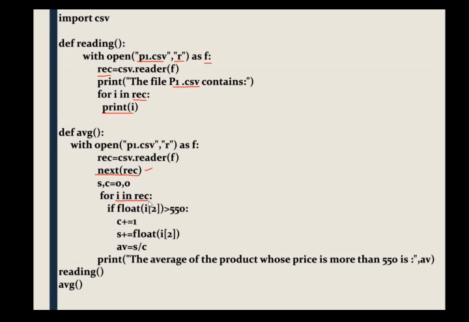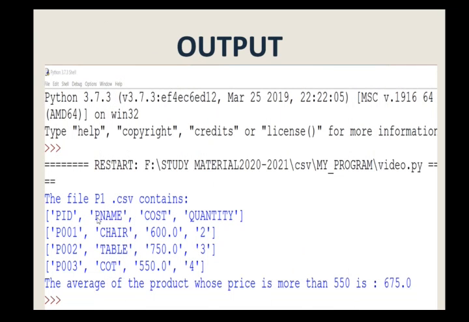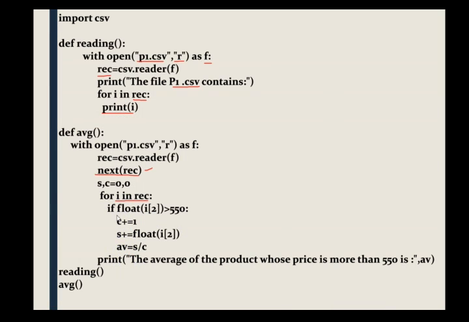Again, we are iterating over the reader object. If float of i of 2, if I show you the content, see 0, 1, 2. At the second index we have the cost stored, and see it is returned in the form of a string. So what we are doing, we are typecasting it to float. If it is greater than 550, we increment C by 1 and find the sum and store it in the variable S, and then we find the average, and finally we print the average of the products whose price is more than 550.